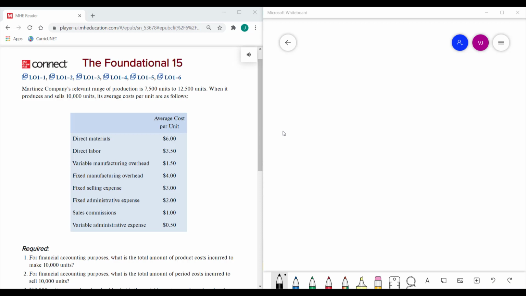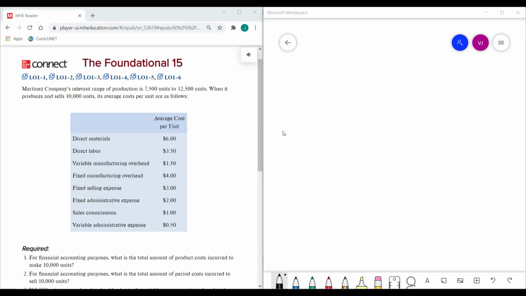Now as I work through these Foundational 15 problems for each chapter, I highly encourage you to try the problems on your own as we go. So as we go from one problem to the next, I would suggest pausing the video before I work through it, just to see where you're at and to compare your answer to my answer. All right, so let's go ahead and get started here.